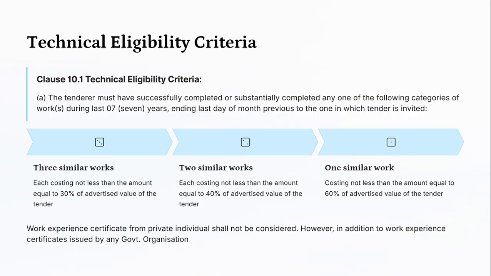3 similar works, each costing not less than the amount equal to 30% of the advertised value of the tender. Advertised value का 30%. If there are 2 works, 2 similar works, each costing not less than the amount equal to 40% of the advertised value of the tender. One similar work costing not less than the amount equal to 60% of the advertised value of the tender.